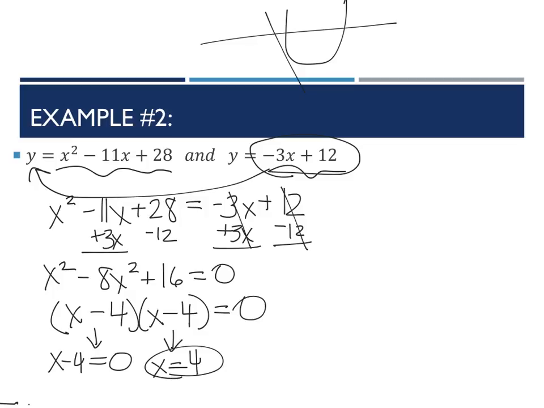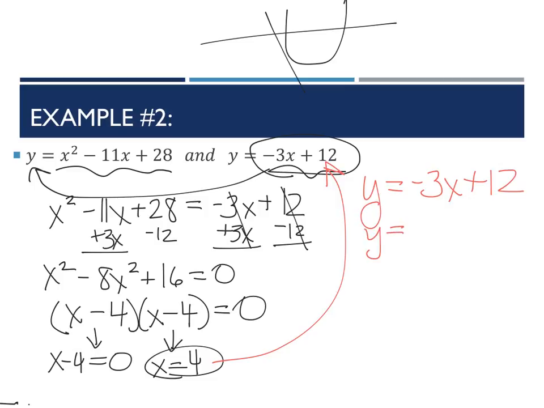Once you have a value for x, it is substitution, so you go right back up here to either one you'd like, but obviously this one looks a little easier. And you plug in that value for x, and you'll be able to find your y, and you'll be done. So this one happens to have just one solution. So the parabola and the straight line must only cross once.